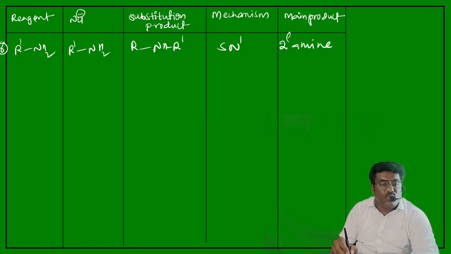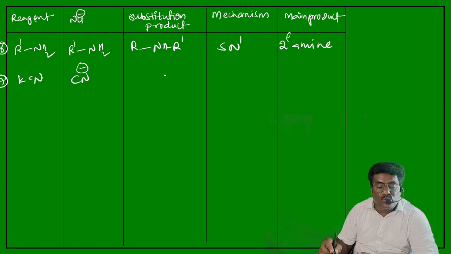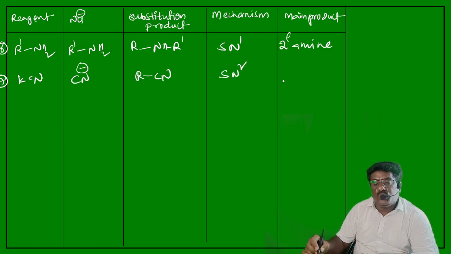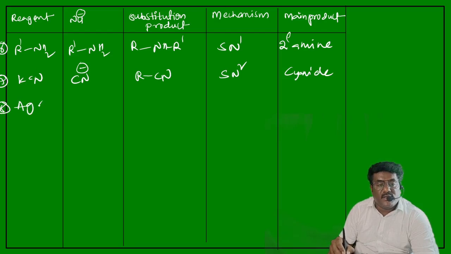Have a look at the next reagent, KCN, potassium cyanide. K plus, CN minus. CN minus is a nucleophile. It gives RCN. What is the product? SN2. It gives cyanide. Next reagent, AgCN, silver cyanide. These are important reagents, KCN and AgCN.